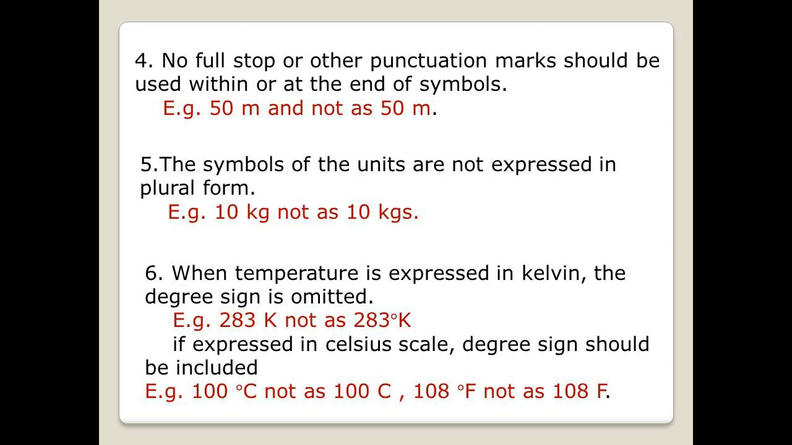Fourth rule, no full stop or other punctuation marks should be used within or at the end of the symbols. Example, 50 m and not as 50 m. Here we can see that after 50 m there is a full stop. You should not put any full stop or any other punctuation mark. It is wrong. The first, 50 m, is the correct one.